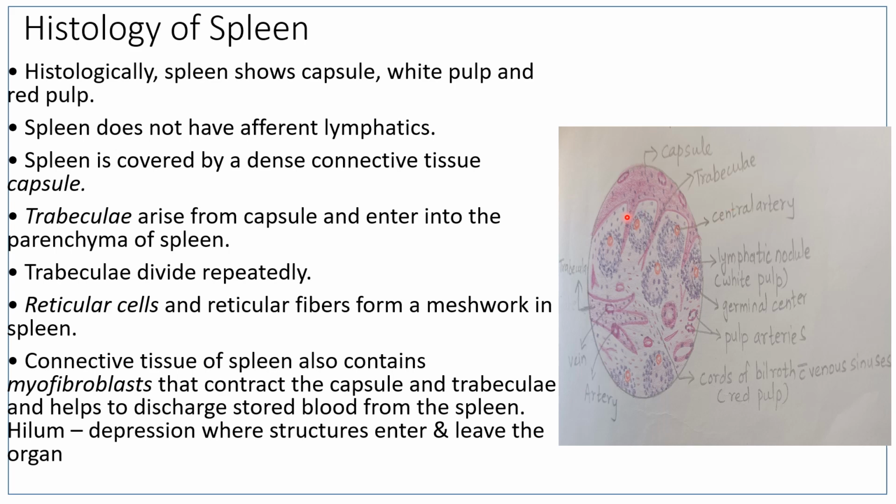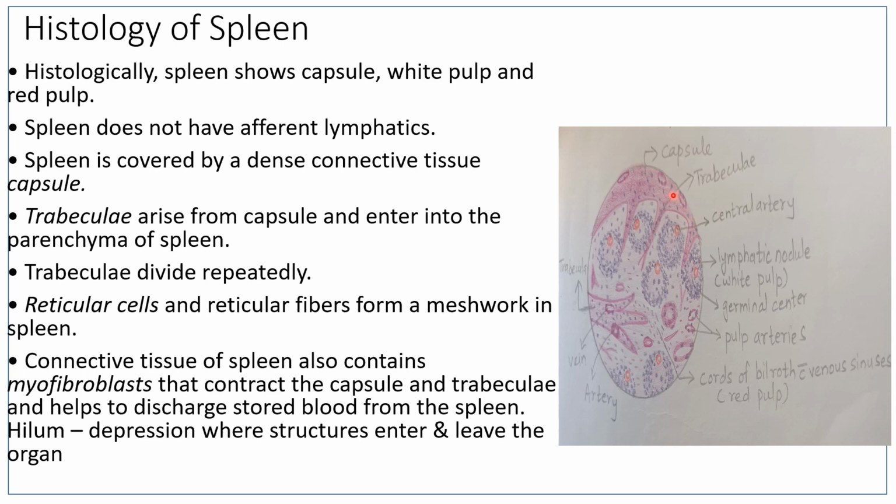We will study the histology of spleen. So the spleen is covered by the capsule. So the outer covering of the spleen is known as capsule. Then it has lymphatic follicles, that is white pulp, and there is red pulp which is formed by cords of Billroth. So the connective tissue framework is formed mainly by capsule.